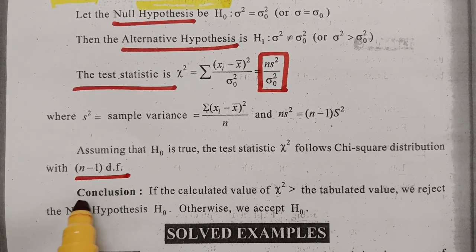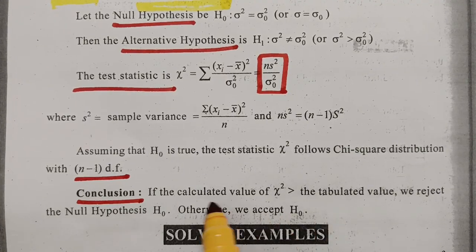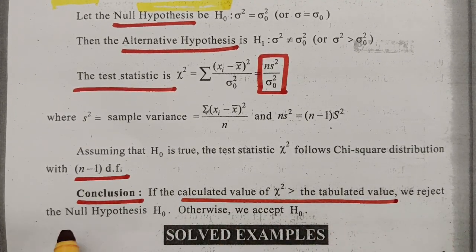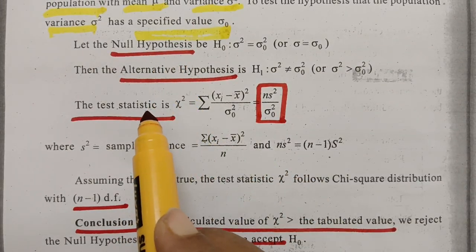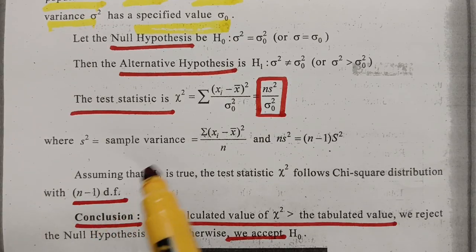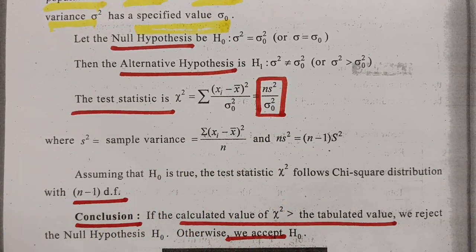So here is the conclusion part. If the calculated value is greater than the tabular value, we reject the null hypothesis H naught. Otherwise, we accept the null hypothesis. And here are the 5 steps: null hypothesis, alternate hypothesis, test statistic, degrees of freedom, and the conclusion. And here are 2 examples from the textbook.